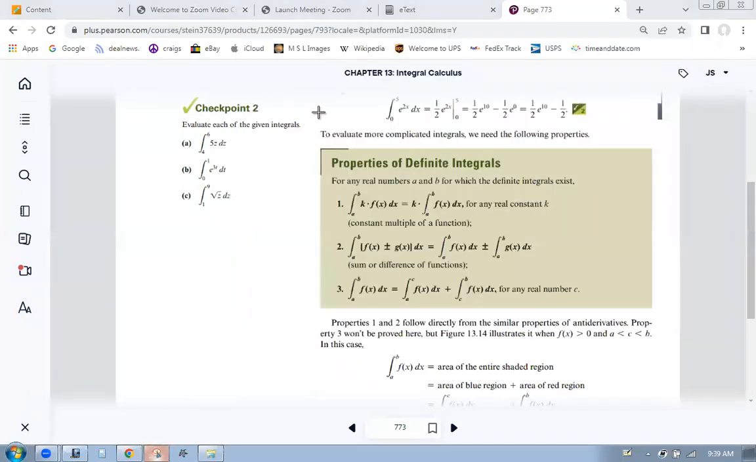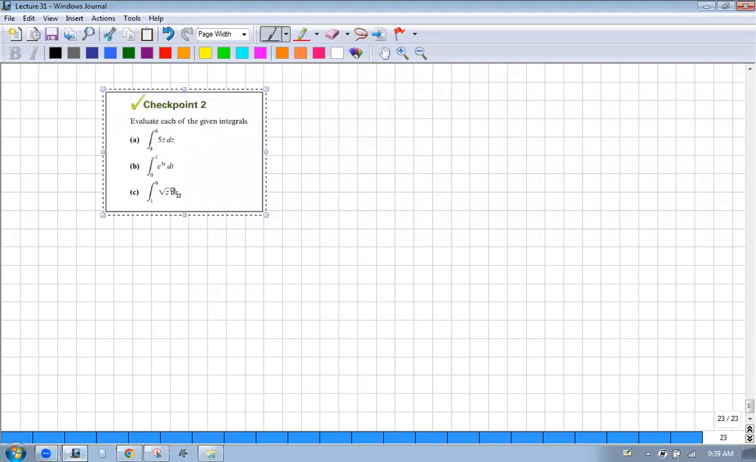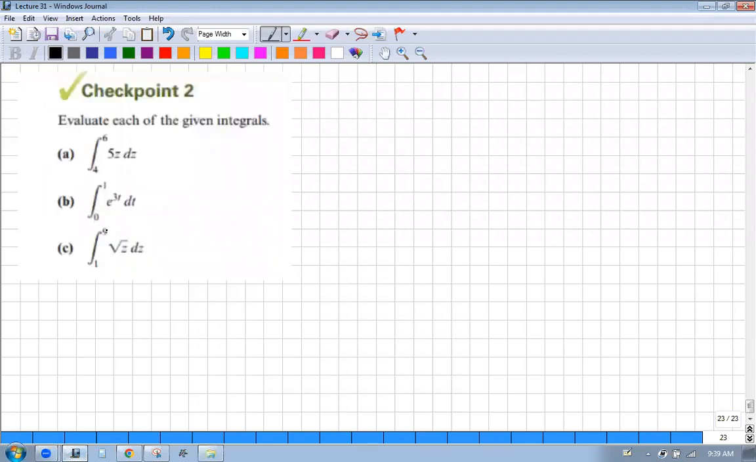Do this checkpoint here. We have time since we blew through that boring section. All right, this one. We need to integrate this. We can pull the 5 out. The z becomes z squared over 2. We're evaluating from 4 to 6.